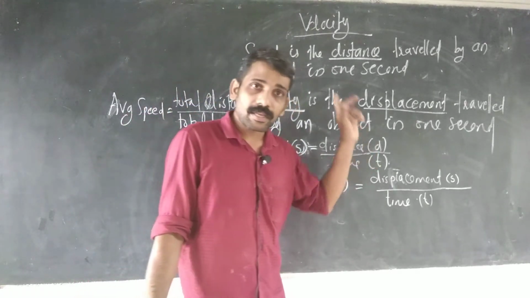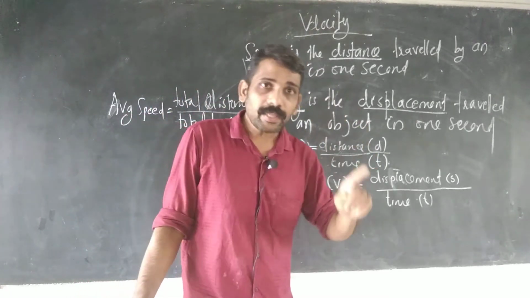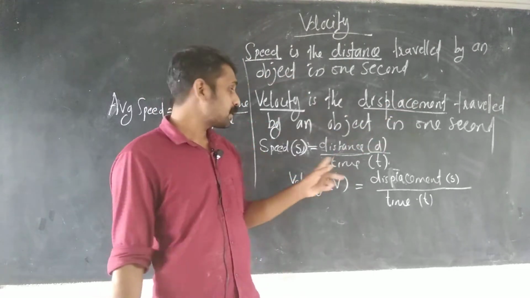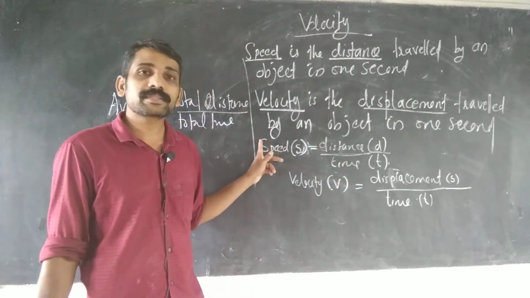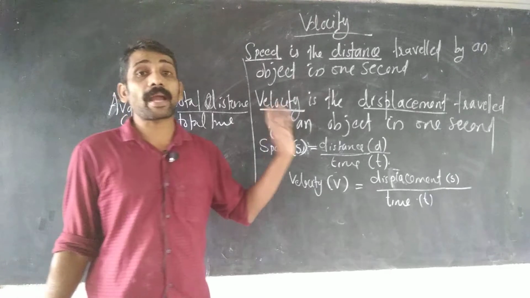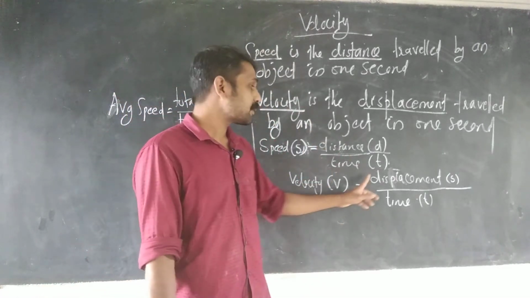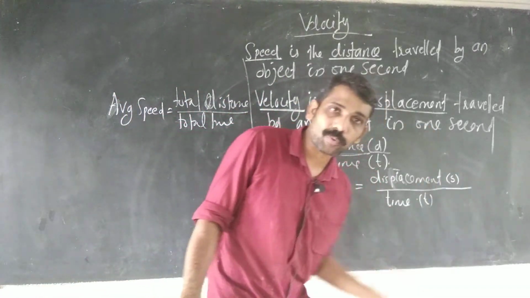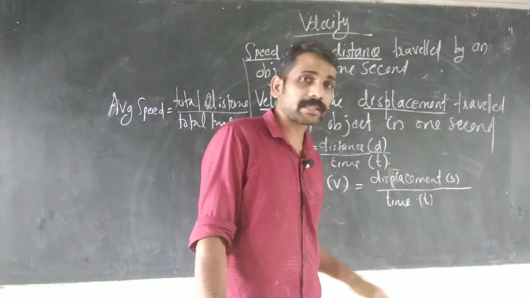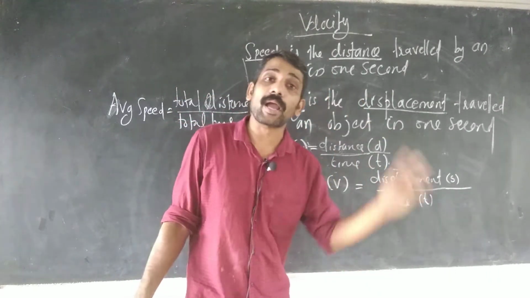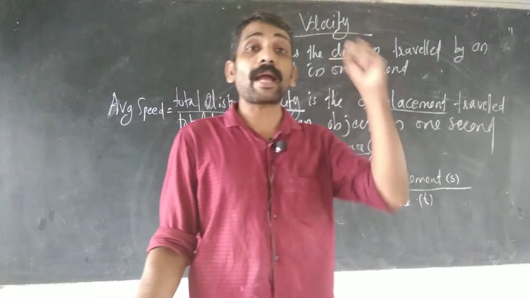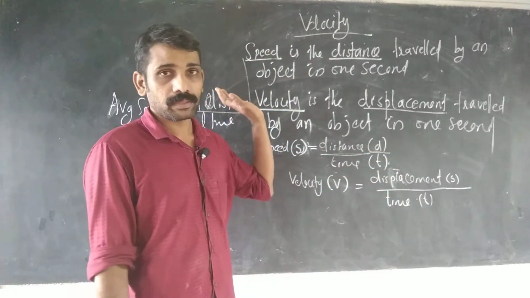Distance has only magnitude but no direction, so speed has only magnitude but no direction. Displacement has both magnitude and direction, so velocity will also have both magnitude and direction. Understand?